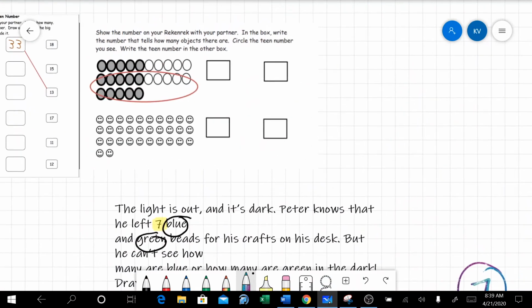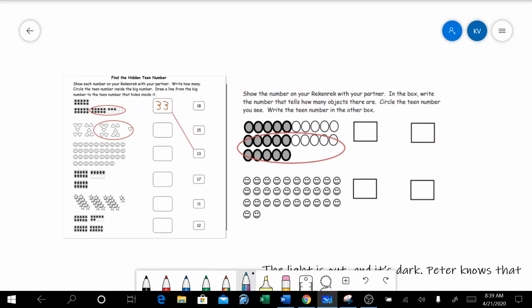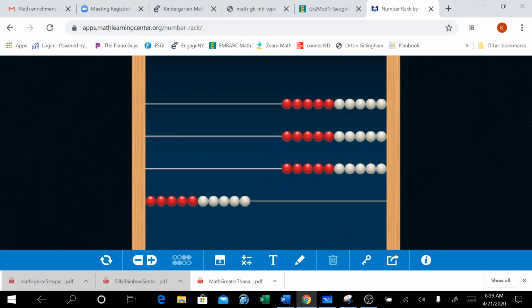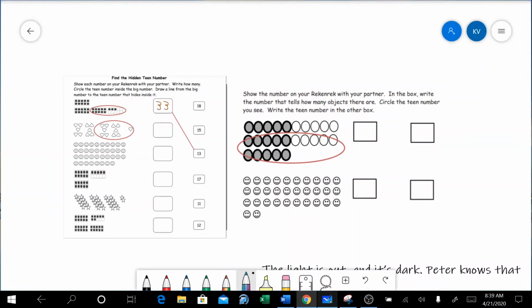All right, so let's move this back. On this paper right here, it says, show each number on your EngageNY. Now, you guys probably don't have EngageNYs at home, right? So if you needed one, you could pull one up on your iPad. I literally just Googled EngageNY, but it brought me to this great app, which is called apps.mathlearningcenter.org/number/rack/. So if you just Google EngageNY, there's lots of different options, but if you want to work with one when you're at home, that would be how I would do it, is pull one up on your iPad or other device. All right, let's go back to our paper.